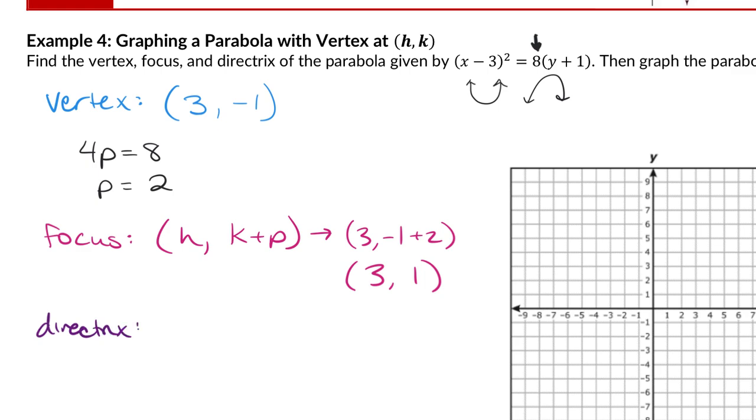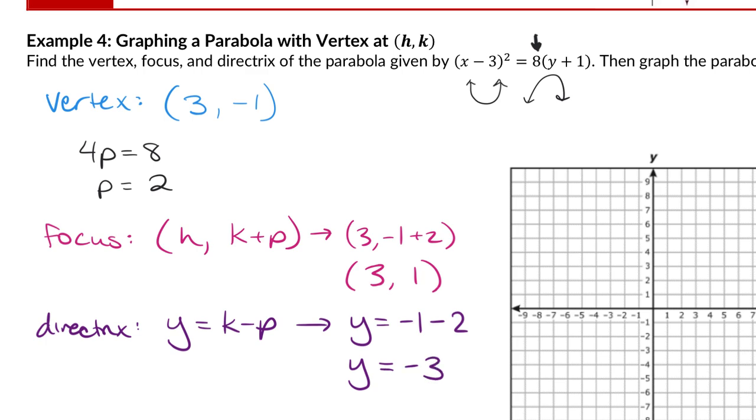The directrix, which should be outside, is again affecting the y value. That's what we're changing. So this is y equal to k minus p. And if we use our numbers, this is y equal to k minus p, negative 1 minus 2, which is y equal to negative 3.